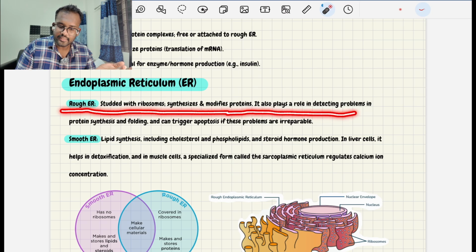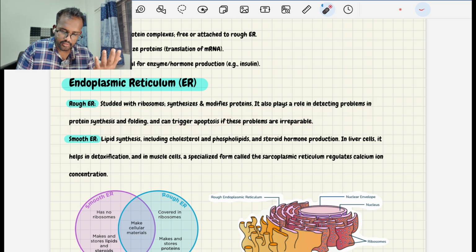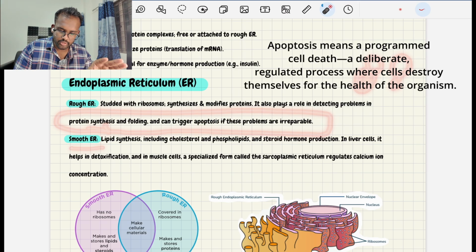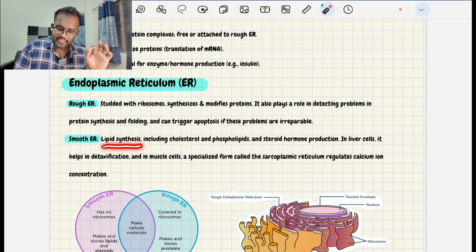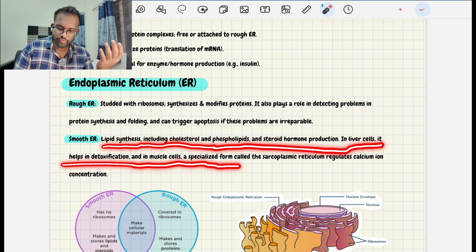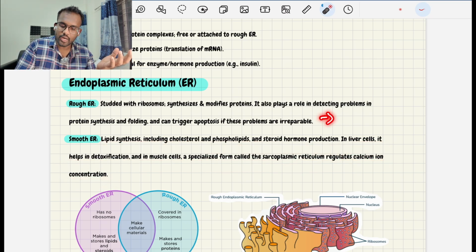It also plays a role in detecting problems in protein synthesis and folding, and triggers apoptosis if the problems are irreparable. So what is apoptosis? And we have the smooth endoplasmic reticulum. This smooth endoplasmic reticulum synthesizes lipids, including cholesterol, phospholipids, and steroid hormones, and produces them in liver cells.